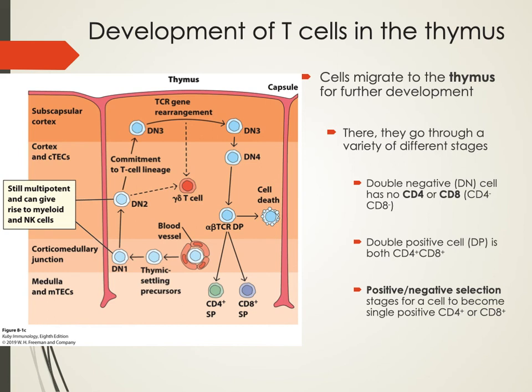But by the time it has entered into the subcapsular cortex, they can't go back. So it's committed to the T cell lineage. By the time it is DN3, that is when the T cell gene rearrangement is going to occur.